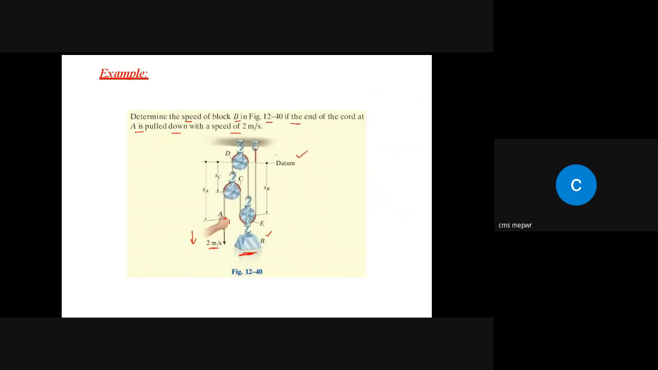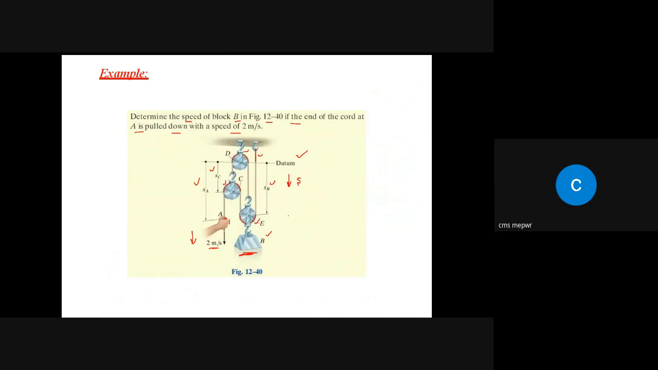So it is already set. Then we need to identify the positive coordinate. Let downward be positive. Then the positions are already mentioned. In the third step, we need to identify the constant lengths. Again, they are identified in the question.